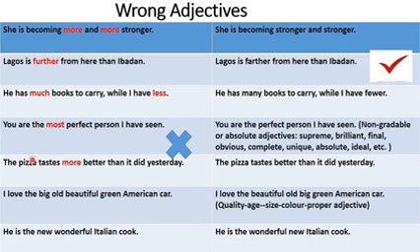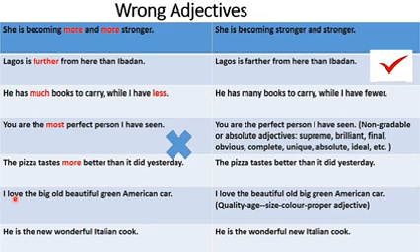The next one, the pizza tastes more better than it did yesterday. More better. Still what? Repetition of the comparative form. The pizza tastes better than it did yesterday. Tastes better, not more better.